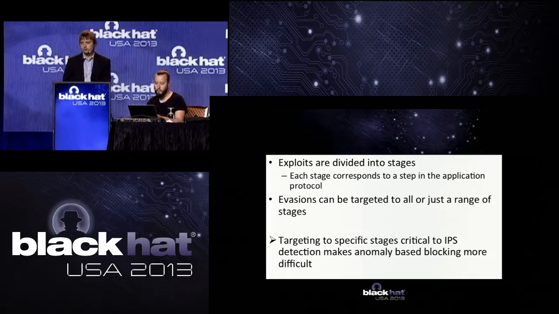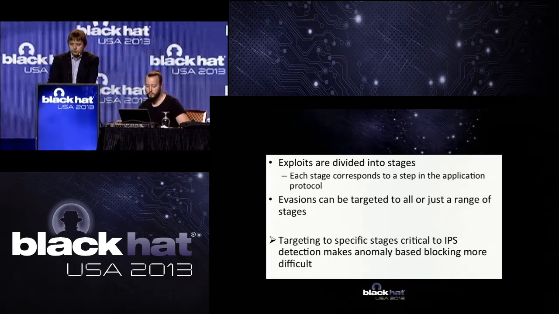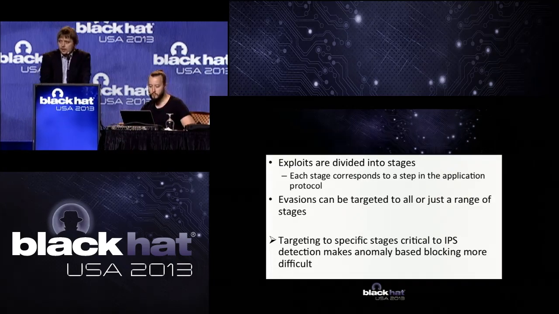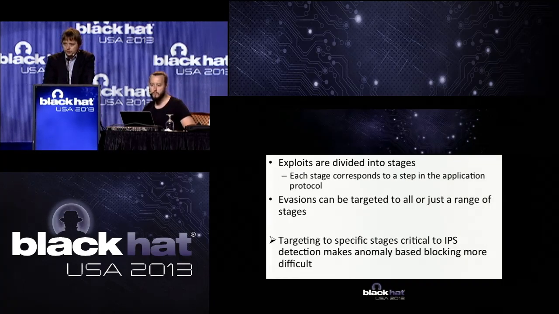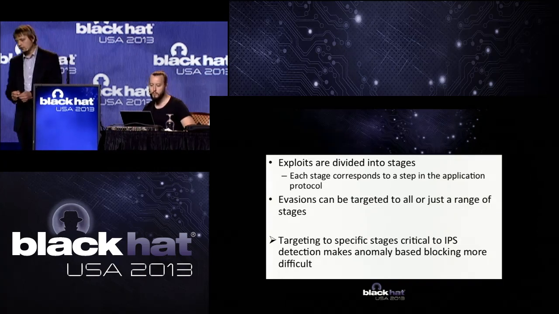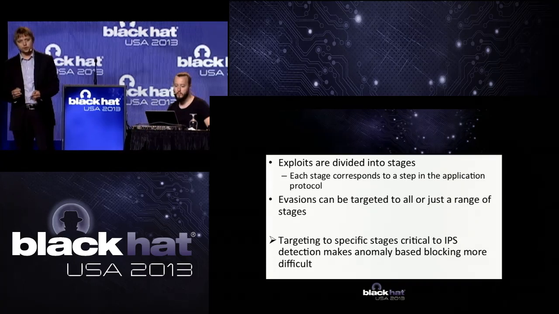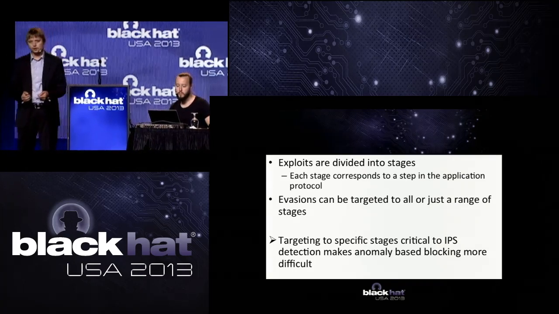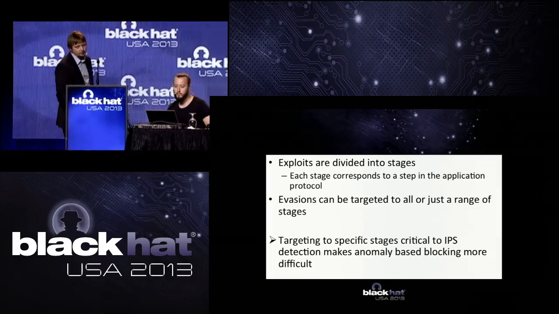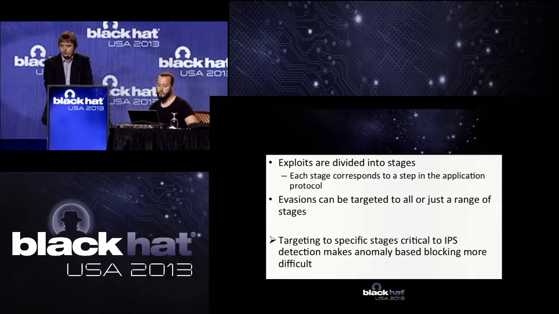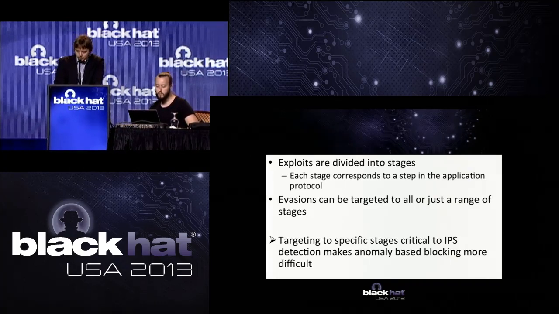Targeting evasions at the stages that are critical for the IPS to detect the attack is a very, very efficient strategy. So don't do evasions for the whole connection, do evasion only at the point where you trigger the vulnerability. That is a good strategy also to avoid anomaly-based detection, as there might be rules like if there are many small TCP segments in one connection, then terminate the connection. But if we target the TCP segmentation precisely to the point of exploitation, we can maybe use only one small TCP segment, and that might be enough to fool the IPS.